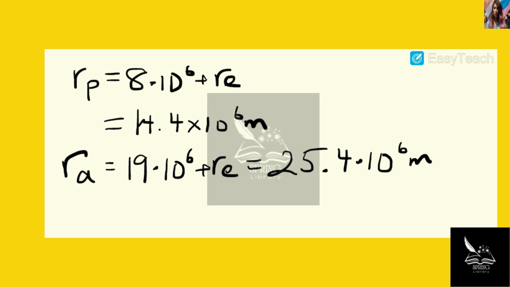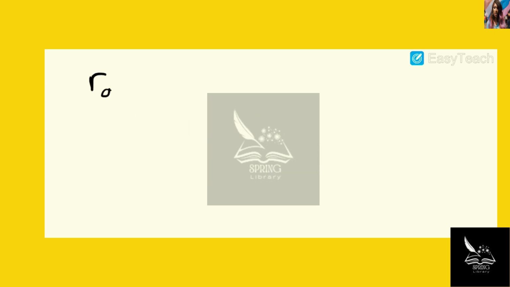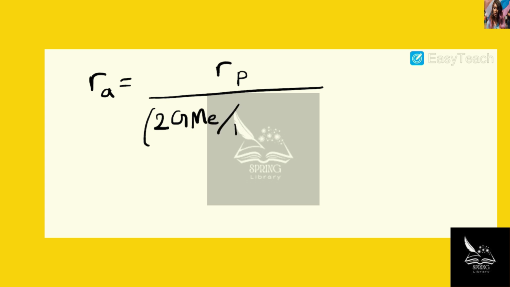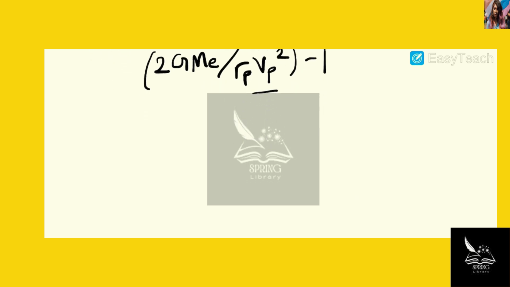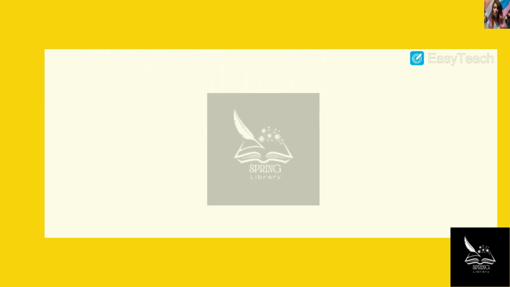We can determine the speed at A for the elliptical orbit by saying that RA is equal to RP all over 2GME all over RP VP squared minus 1. What we can do is isolate VP, which is the velocity at periapsis, which is also at A.